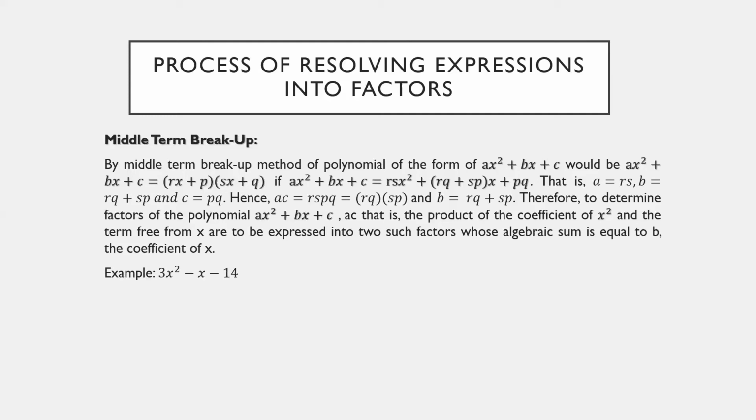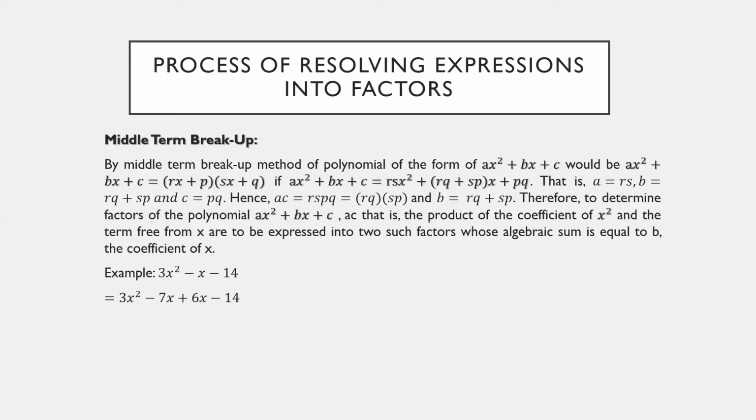If we want to see an example, we can see 3x square minus x minus 14. Here the coefficient of x squared is 3 and the constant term is 14. So we have to factorize 3 into 14, which is 42. We know 7 into 6 is equal to 42, and minus 7 plus 6 is equal to minus 1, which is the coefficient of x, or the value of b.